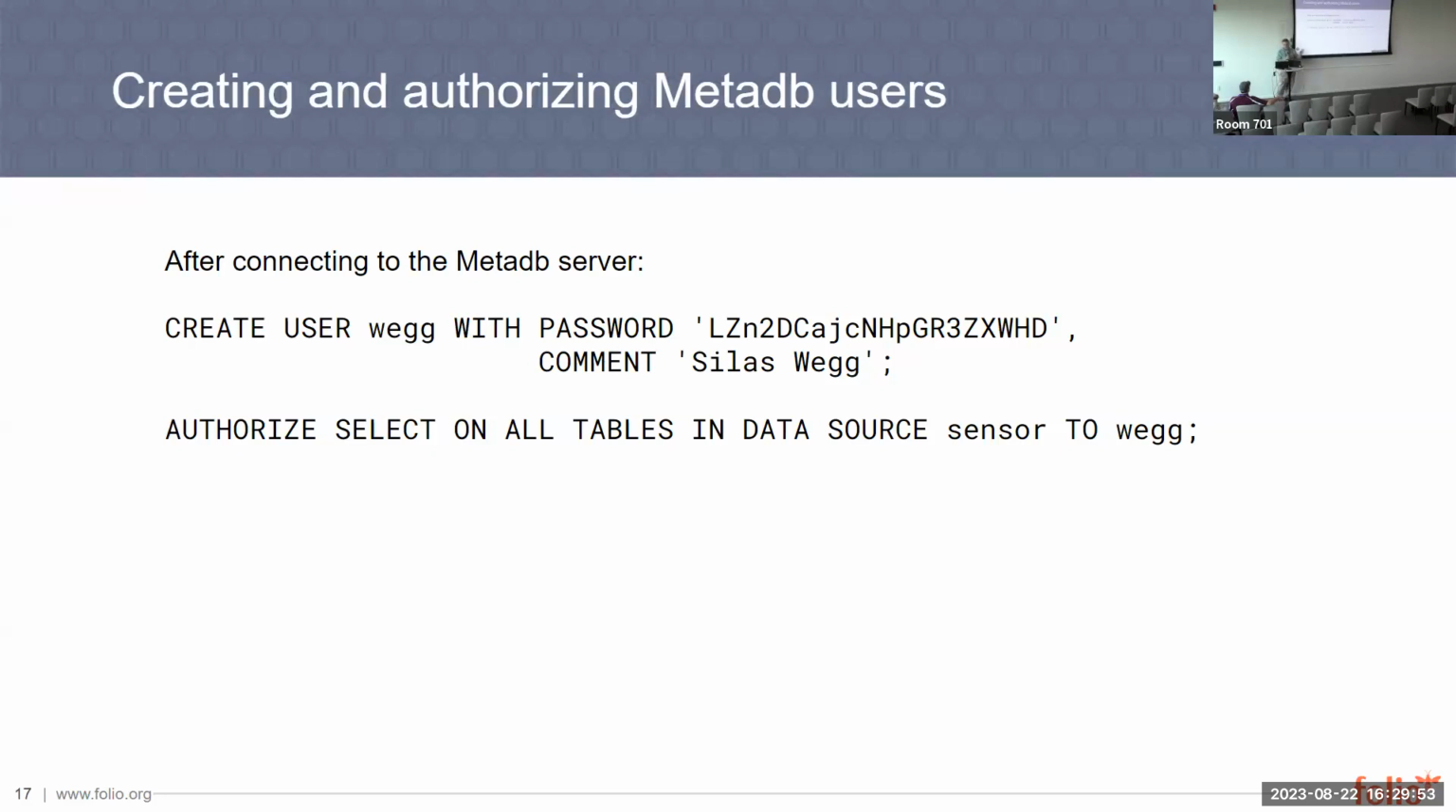But if you just do a grant in Postgres, you won't know about new tables that appear later. And so there is a Metadb command, authorize, which basically says any tables that come from this data source (this shouldn't be sensor, this should say folio; it's from another example, sorry), any other tables that come from that data source, you're authorizing this user to access them.